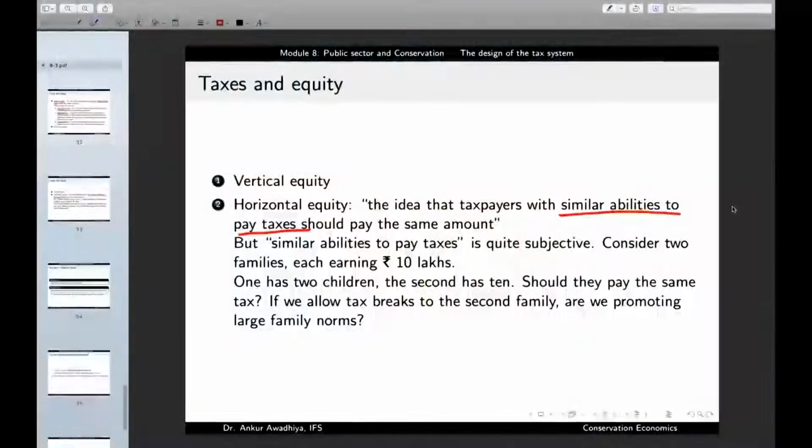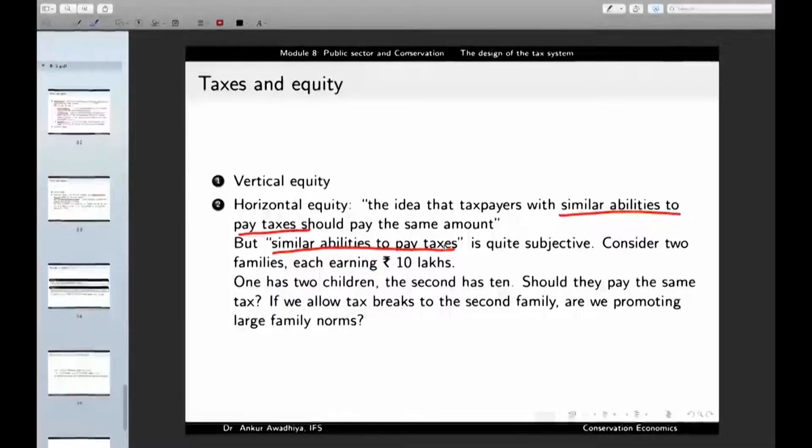And in this case, we are saying similar ability to pay. But then the question is, what is a similar ability to pay? So if there are two families and each family is earning 10 lakhs of rupees and one has two children, the second has 10 children. Now, should they pay the same tax?